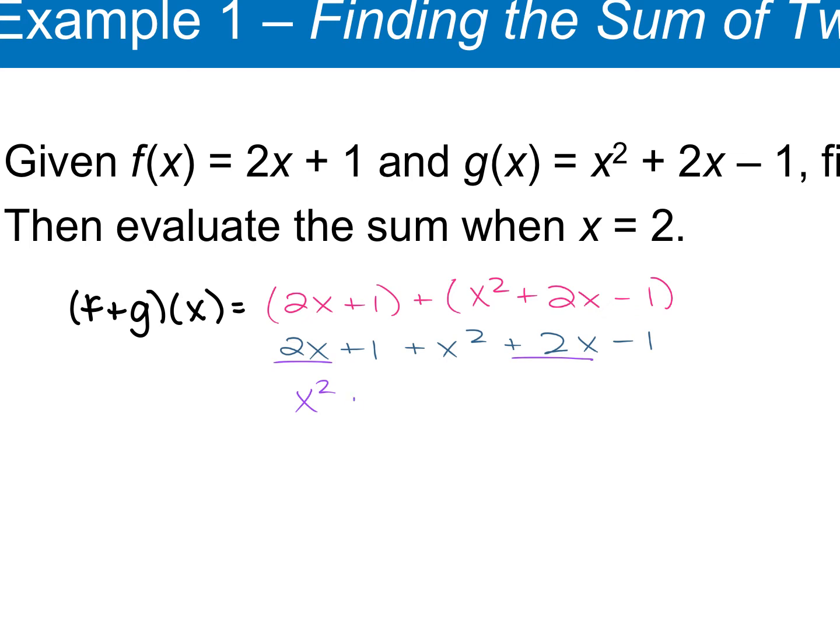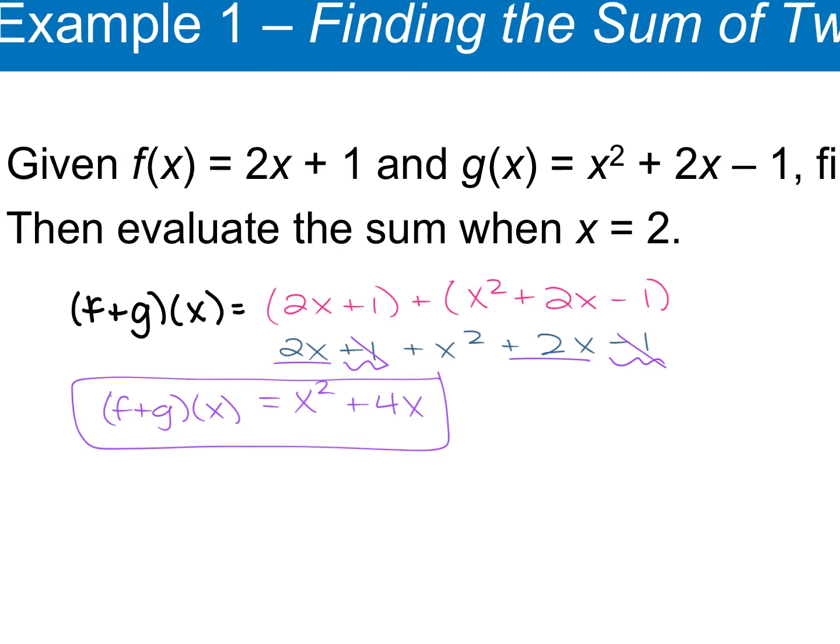2x plus 2x is 4x. And then 1 minus 1 is just 0. So we do not need that plus 0 or that minus 0. We can just have it as the x squared plus 4x. So that is f plus g of x. This is the first part.